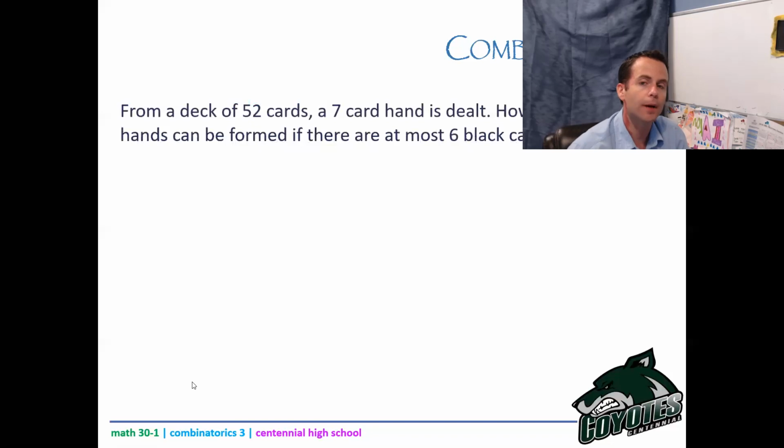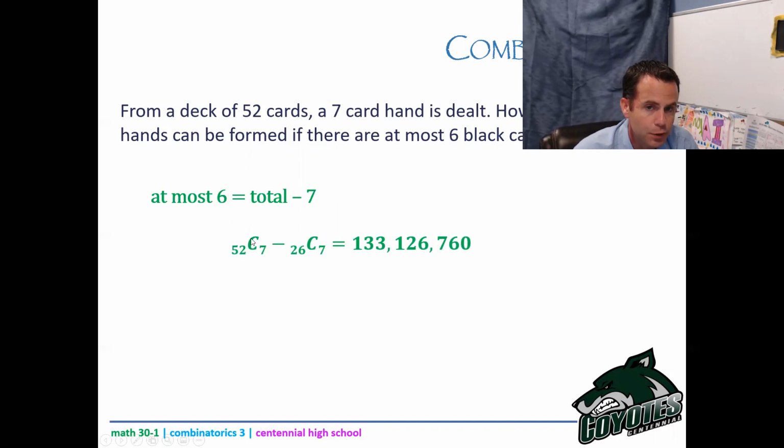I want to think more about the complement here, because if I think about at most 6 black cards, the only thing I don't want is 7 black cards. So I think it's easier to take the total here, which would be how many 7-card hands can I have, which would be 52 choose 7, and subtract the only thing I don't want, which is 7 black cards. So then if I subtract out the 7 black cards, what I'm left with is at most 6 black cards, okay? So I'm going to take the total and minus. So the total was 52 select 7, and then at most 6 black, or sorry, shoot, I keep backing that up. I don't want 7 black cards.